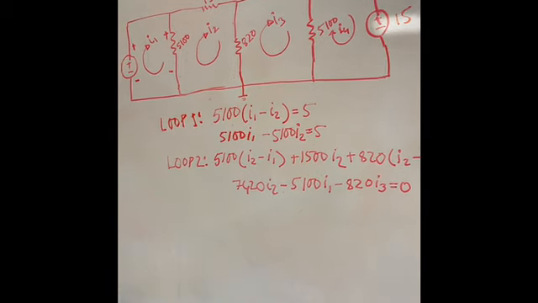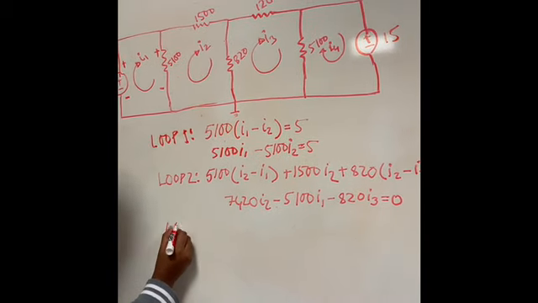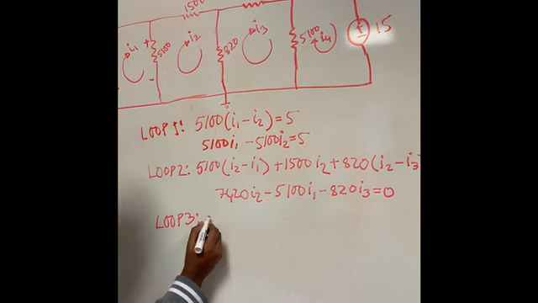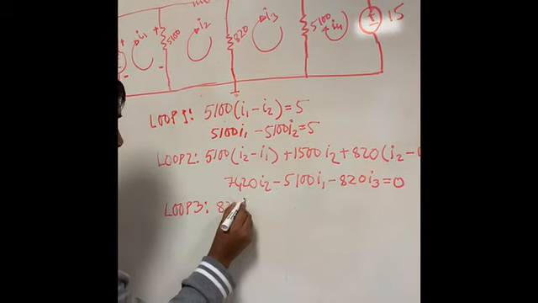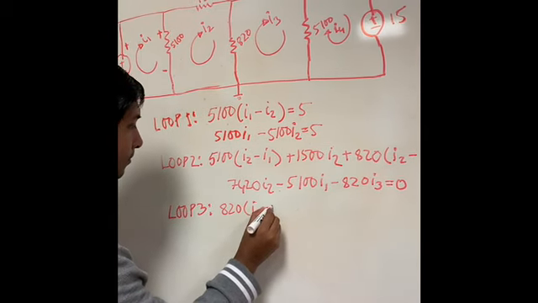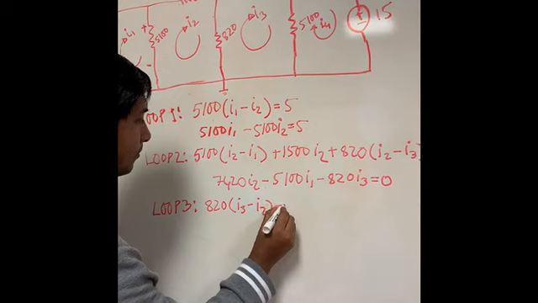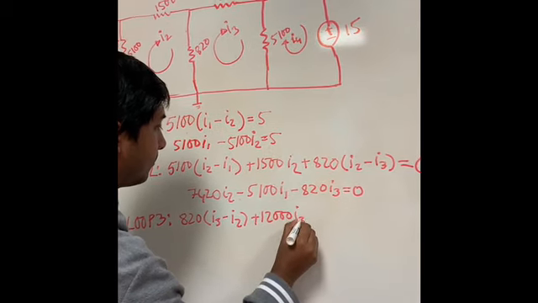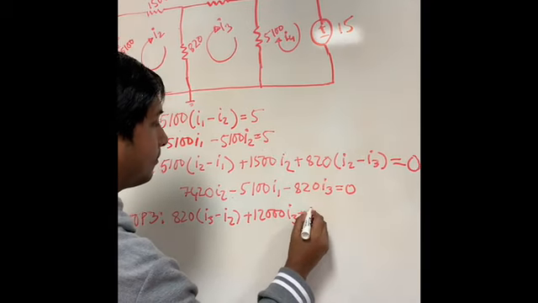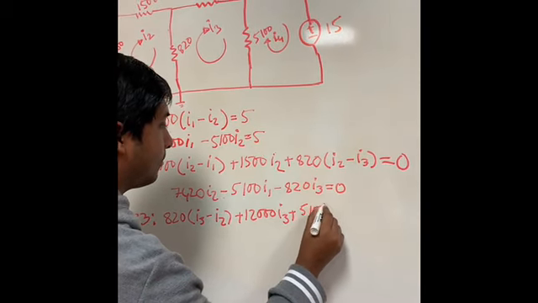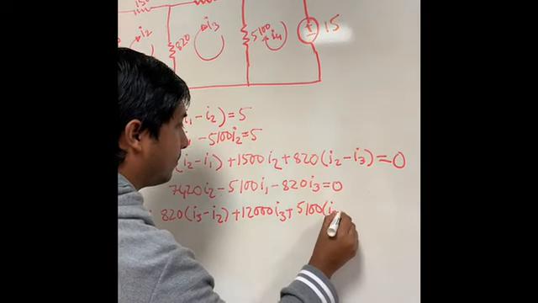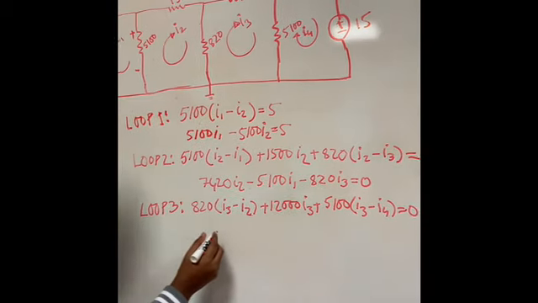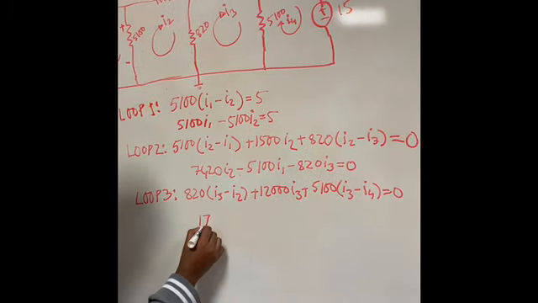All right, and for the third loop, we will have 820 times I3 minus I2 plus 12,000 I3 plus 5,100 times I3 minus I4, also equal to 0. You can further simplify this one out also.